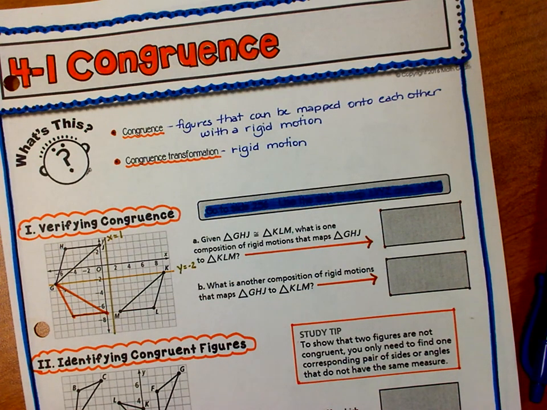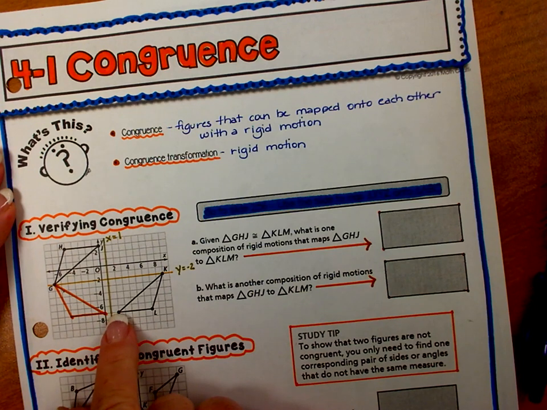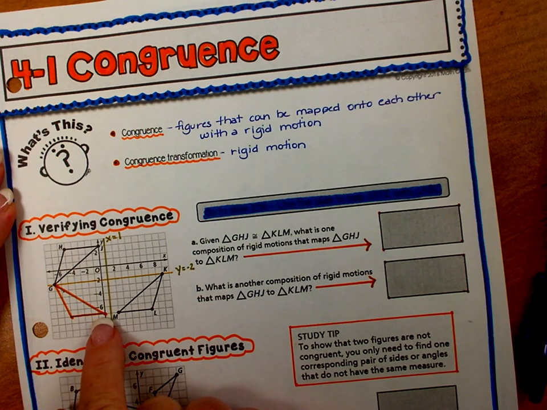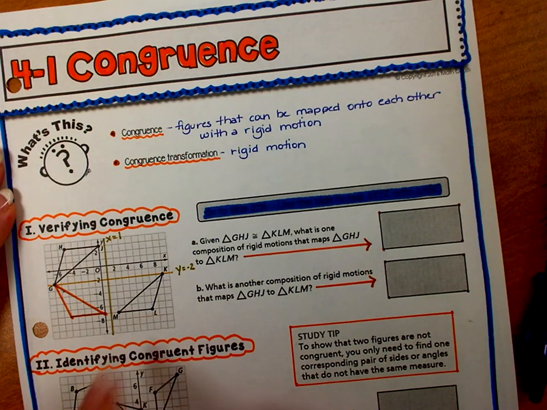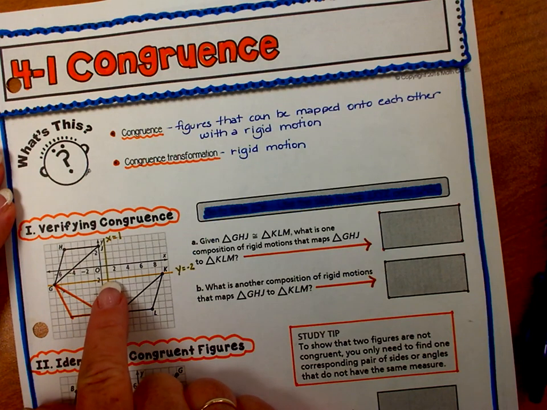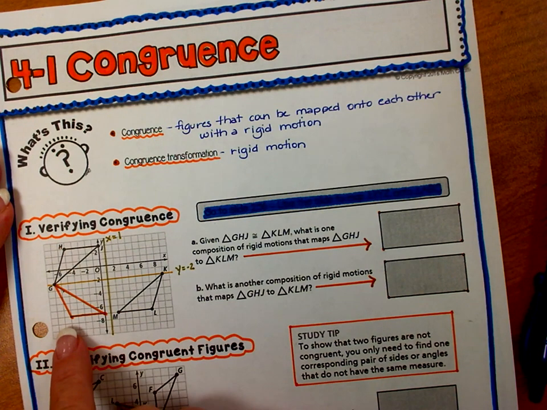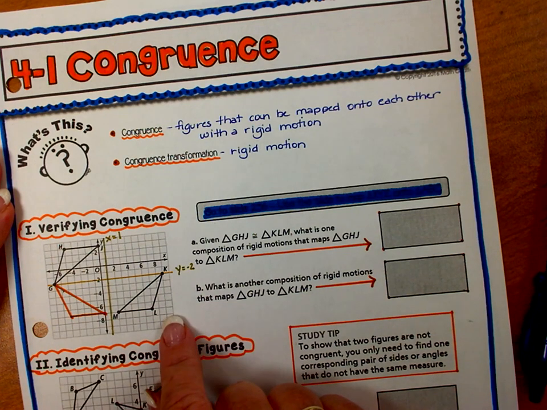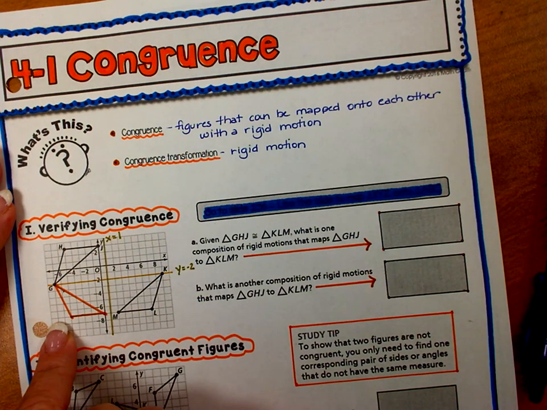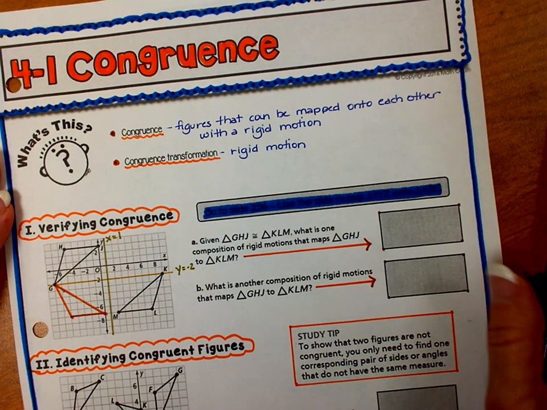So if we take a look at where this ends up when we reflect it over x equals 1, this point is going to go over 1 and over another one. This one's going to go 1, 2, 3, 4, 5, 6. And the last one, point G, is going to go 1, 2, 3, 4, 5, 6, 7, 8. So it appears that we could map triangle GHJ to triangle KLM with a reflection over y equals -2 and x equals 1.